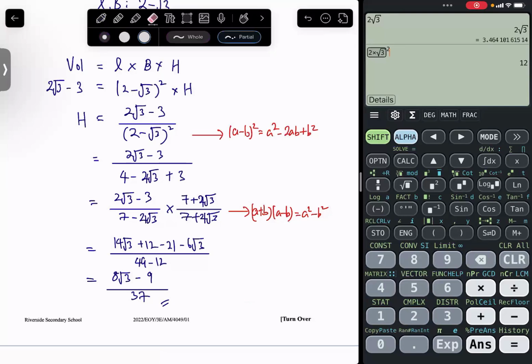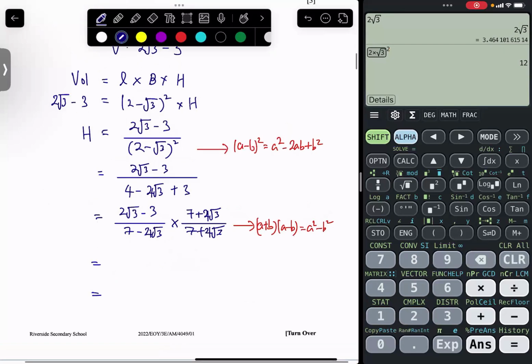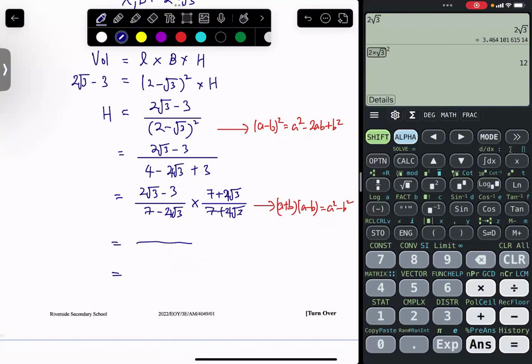Okay, wait, let me recalculate. So denominator first, 4 root 3, that will be 1. Yeah, because this will be 49 minus 48. That makes more sense. Okay, so we have 14 root 3 plus 24, then minus 21 minus 12 root 3. So we'll have over 1.